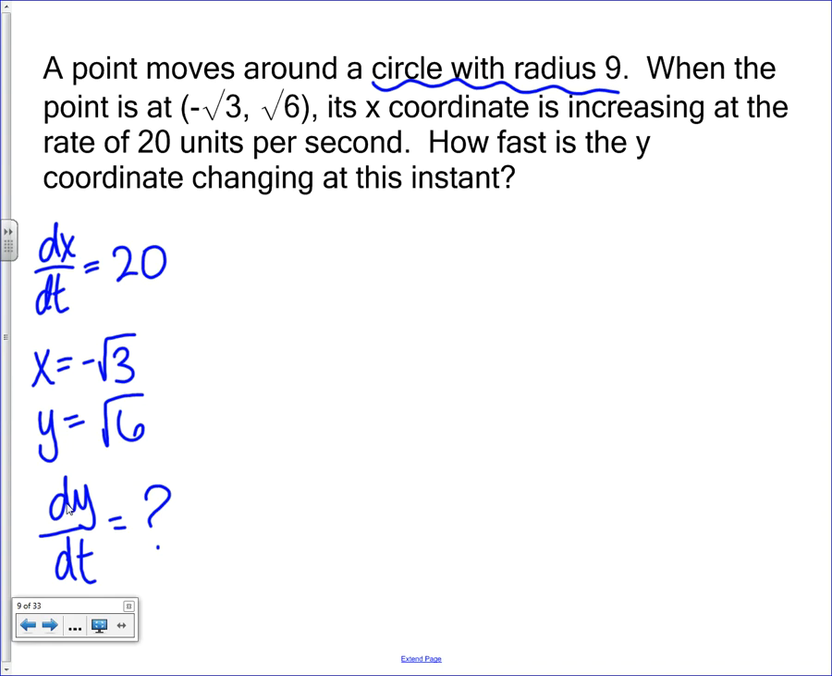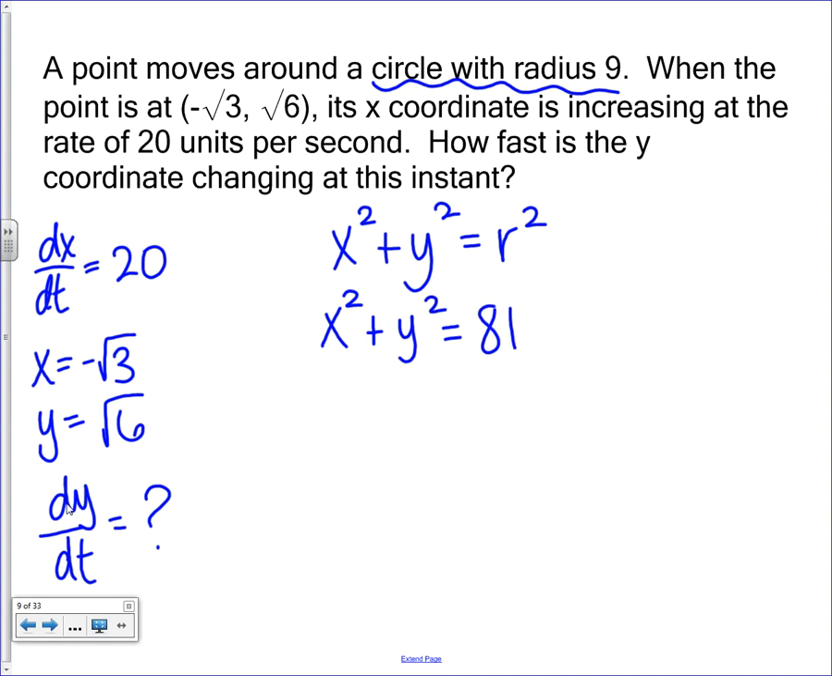Equations of circles, you should remember or should know x squared plus y squared is r squared. Well, I know the radius, and that radius is not changing. My radius is 9, so this will be an 81 over here. And now I should be ready to differentiate.